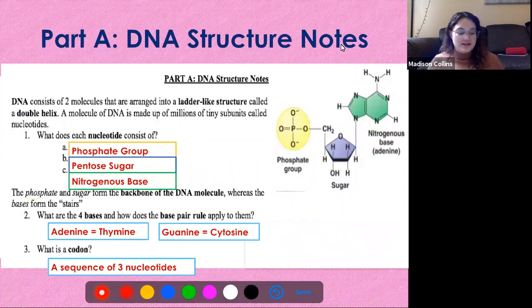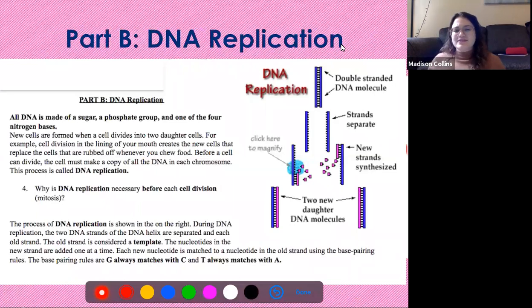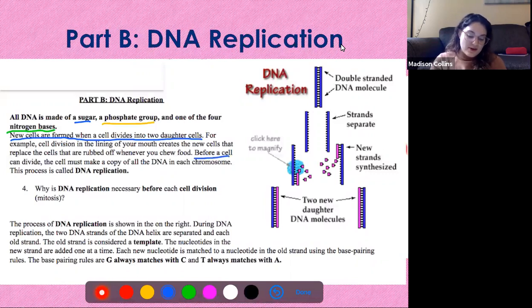All right, moving on. Now let's start talking about this process called DNA replication. So we know that all DNA is made up of a sugar, a phosphate group, and one of 4 nitrogenous bases. New cells are formed when the cell divides into 2 daughter cells. For example, cell division in the lining of your mouth creates the new cells that replace the cells that are rubbed off whenever you chew food. But before a cell can divide, the cell must make a copy of all of the DNA in each chromosome. And this process is called DNA replication.